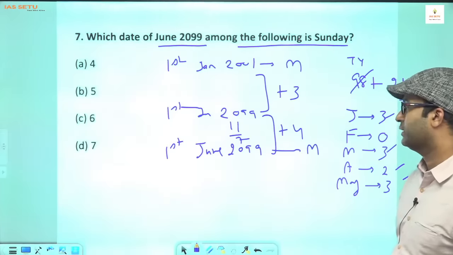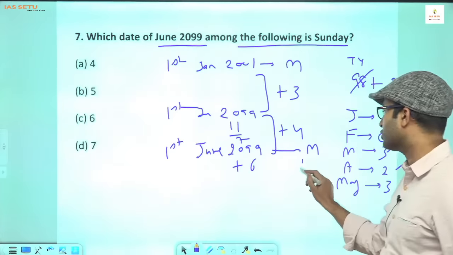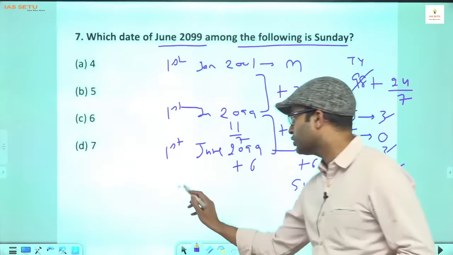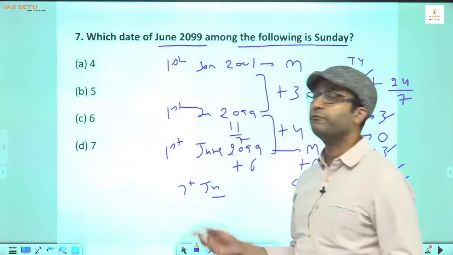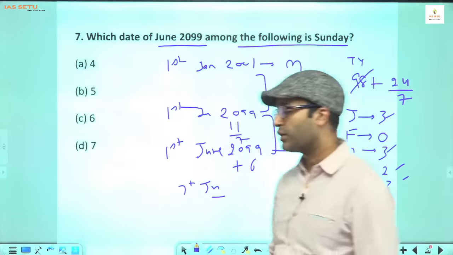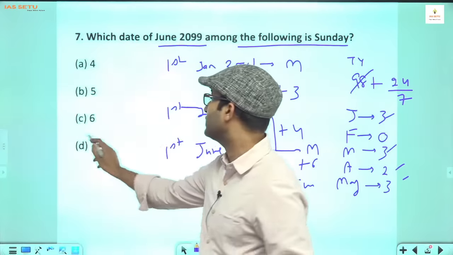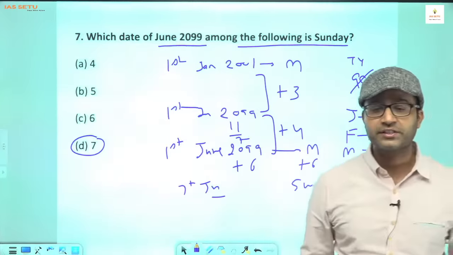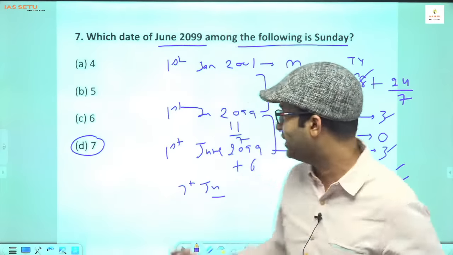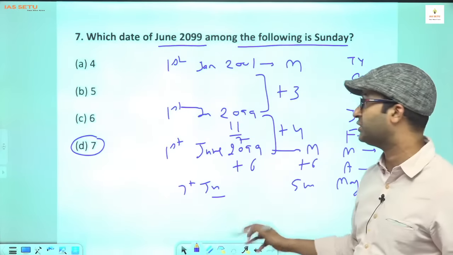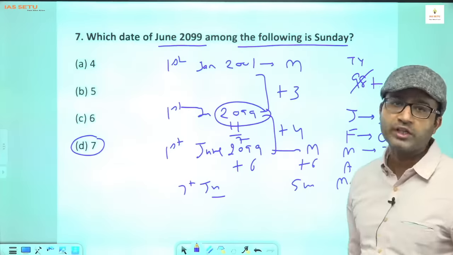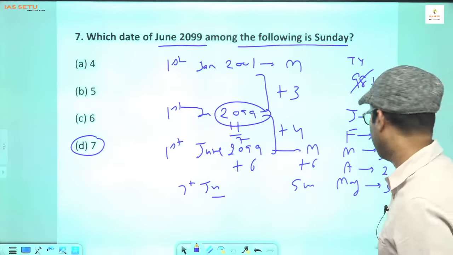So 1st June 2099 is Monday. After that you add 6 days, you get Sunday. So 7th June Sunday, 14th June Sunday, 21st, 28th June Sunday in 2099. So the answer is 7th June. This is the question of all three navigations: yearly, monthly, date navigation. You have to reach the year 2099, manageable.